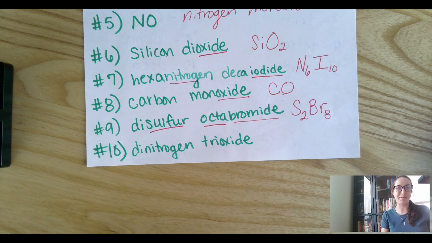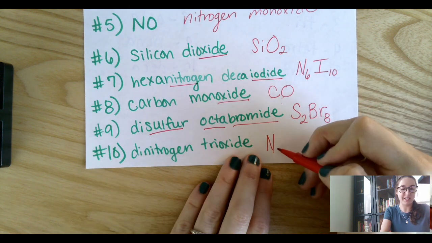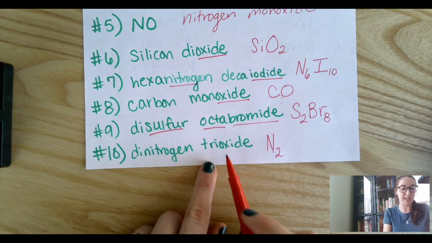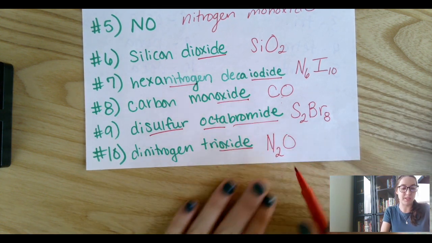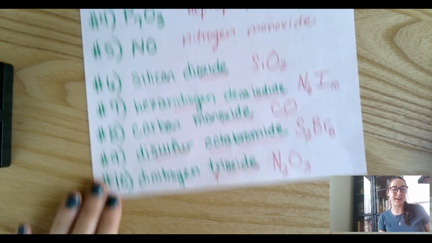All right, coming back, we've got dinitrogen. So nitrogen stands for N. Di stands for 2. Trioxide. Oxide's coming from oxygen, which is an O, and tri means 3. N2O3 would be your final answer here.